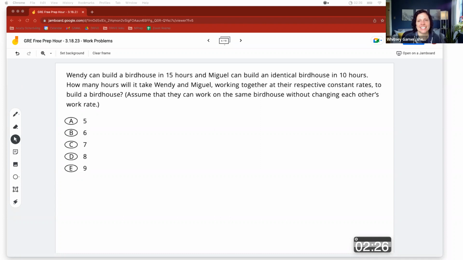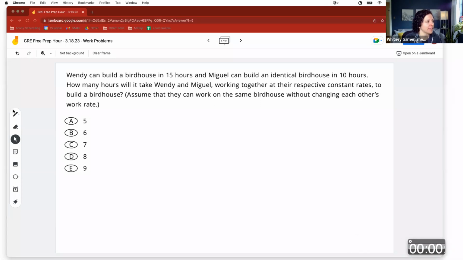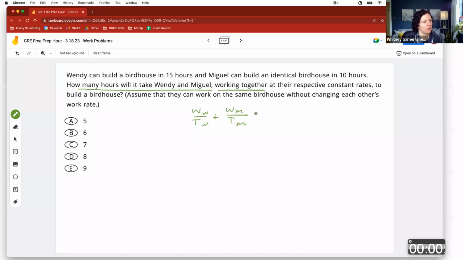All right, nice, y'all. So I wanted to show you can always set these up. And you've got your calculator, so even if the math gets a little messy, it's fine. But I can do, how long will it take Wendy and Miguel working together? So I need the work of Wendy over the time of Wendy, plus the work of Miguel over the time it takes Miguel, is their work together over the time it takes them together.